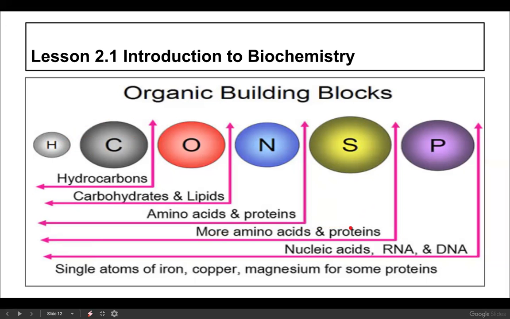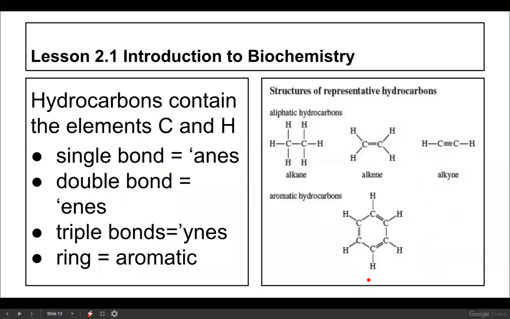All right, if we continue on, if you look at the nucleic acids, they tend to have hydrogen, carbon, oxygen, nitrogen, and phosphorus. Single atoms of iron, copper, magnesium for some proteins. So hydrocarbons contain the elements carbon and hydrogen.